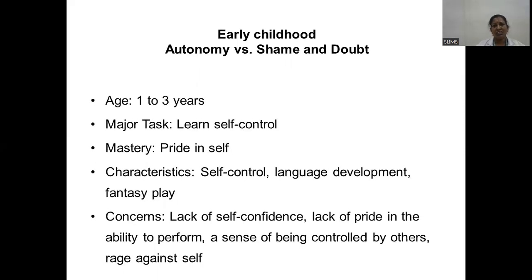And the next one is early childhood: autonomy versus shame and doubt. The age is between 1 to 3 years. The major task is to learn self-control. Mastery is pride in self. And characteristics are self-control, language development, and fantasy play.